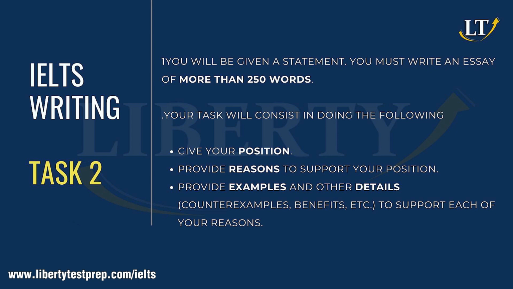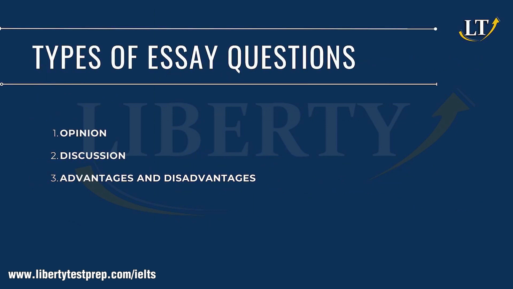So the thing here is that for task number 2, there are going to be different types of questions, okay? The most important types of questions you're going to get are these. First and foremost, the opinion-based essay, which is the most common, in which you will have to give your opinion. The second one would be the discussion-based essay, in which you don't have to really give your opinion. Basically, you need to report and summarize the reasons for two opposite parties, okay?